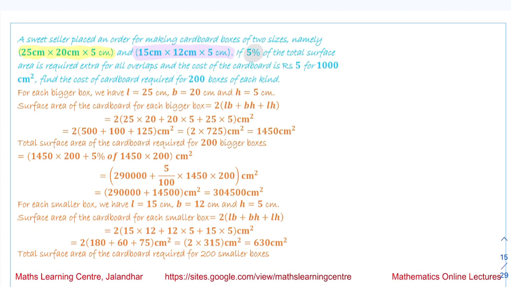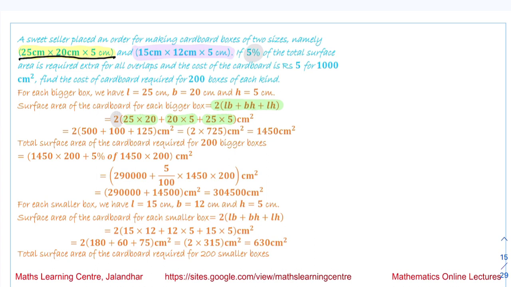So first of all we will calculate the area of each box. So these are the cuboidal boxes. These are in the form of cuboid. So the area of this box with the dimensions 25 centimeter, 20 centimeter and 5 centimeter, it is 2 into 25 into 20, then 20 into 5, then 25 into 5. We have used the formula 2 times length into breadth plus breadth into height plus length into height.